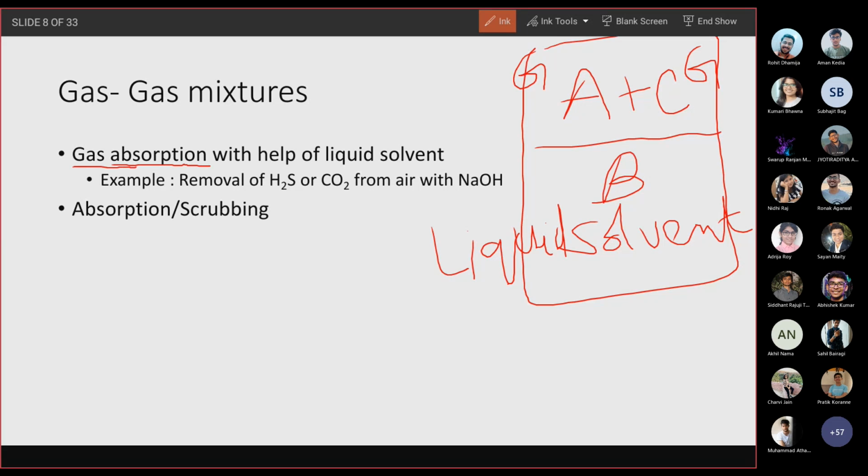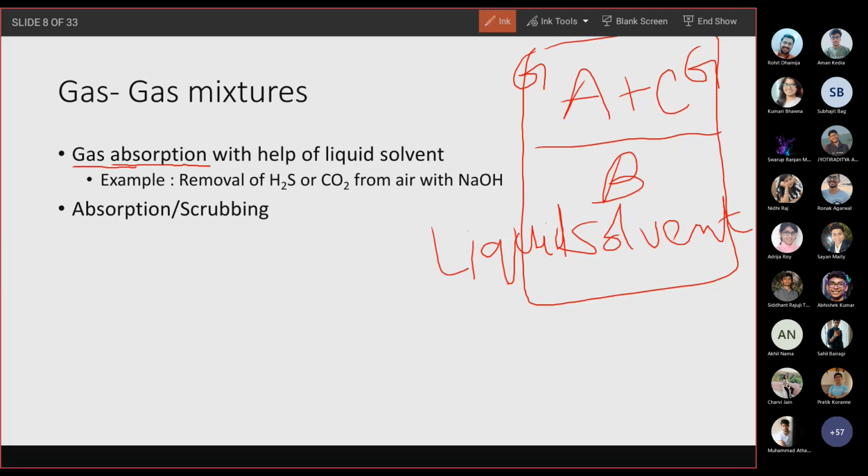If you have a liquid mixture and you are separating it into individual components with the help of a liquid solvent, that is called, any idea? What is that unit operation called? Anyone can guess? Can anyone tell me? Sorry, I could not hear. Can you say again? Extraction. Extraction. True. As I explained before, that is extraction.